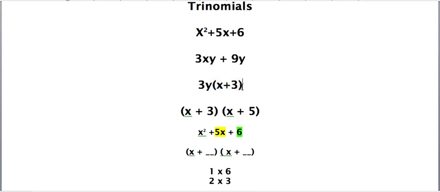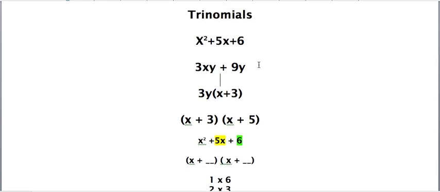We do this by taking out what we call the common factor. In this case, the common factor is 3y. Because if we divide this by 3y, we get x. And if we divide this by 3y, we get number 3.